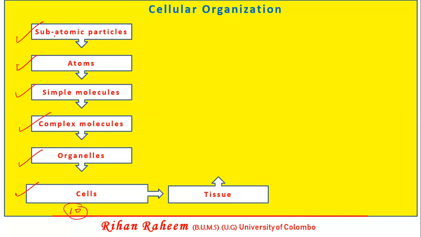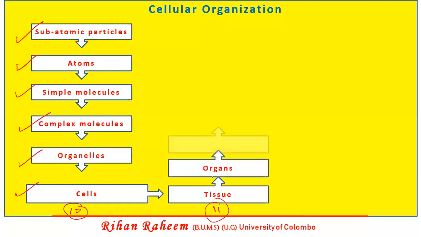Okay, subatomic particles, atoms, simple molecules, complex molecules, organelles, cells are grade 10. Then a collection of cells forms tissue. Tissue is, as I told you, the first lesson of grade 11. Then many tissues will join together to form organs, and many organs will join together. Same related organs will join together to form the organ system.